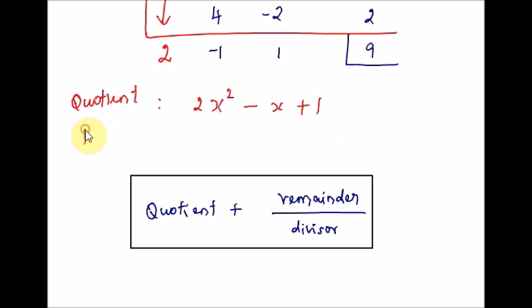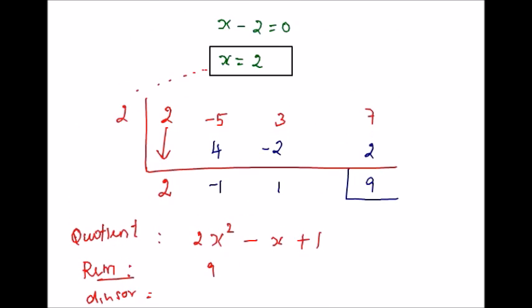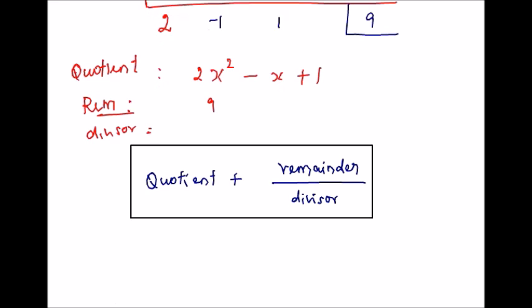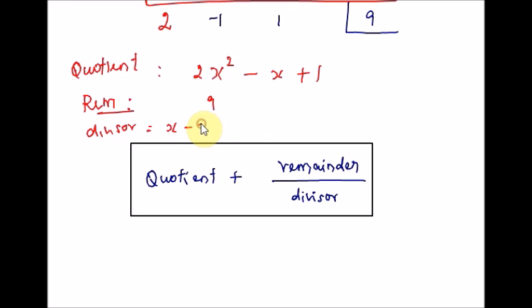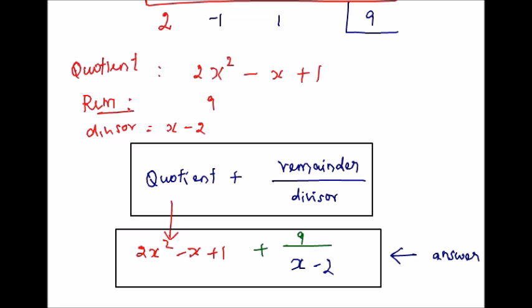And your remainder is 9. And what is your divisor? The question. x minus 2. Let us just plug in all these in this format. This is our quotient. Our remainder is a positive one, so there will be no change with the sign in between. Our divisor is x minus 2. That's it for this problem.